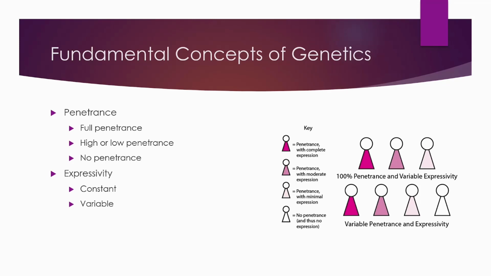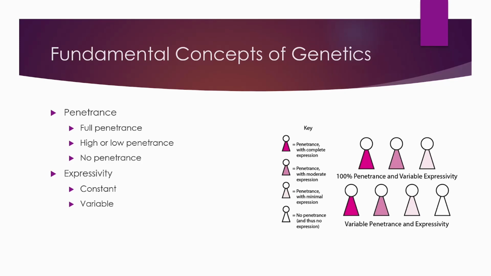Let's start off with penetrance. Penetrance is a population measure defined as the proportion of individuals in the population carrying the allele who actually express that phenotype. In other words, it's the probability that given a particular genotype, a person will express that phenotype. Alleles can be classified by their degree of penetrance.